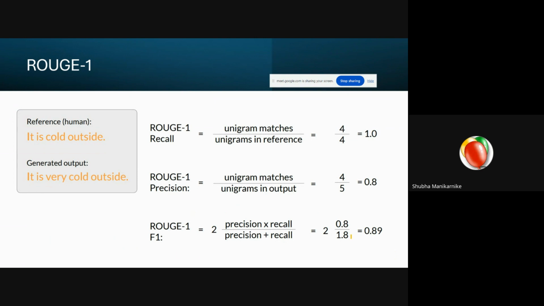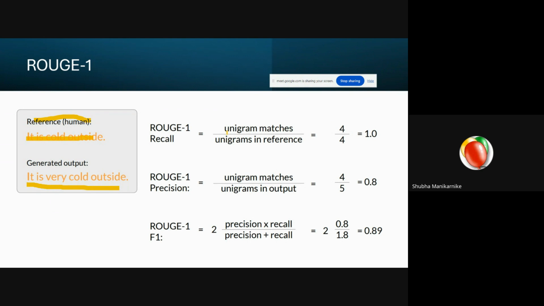I hope you're familiar with unigrams, bigrams, and n-grams. A unigram is just a word that you have in your text. Bigrams will be sets of 2 words, and n-grams will be sets of n words that you have in your text. So here is a reference, the human baseline, that says it is cold outside, and your model generates an output, it is very cold outside. So how do you compare these two things?